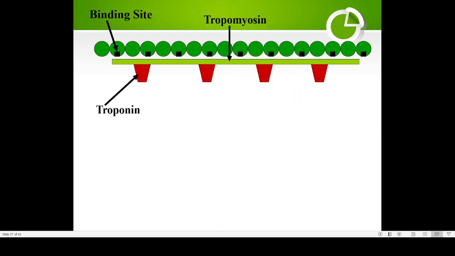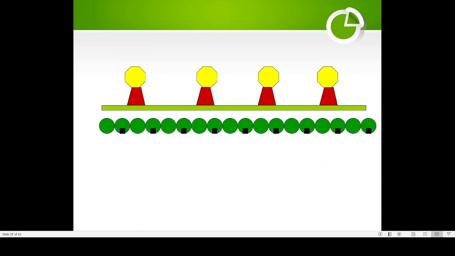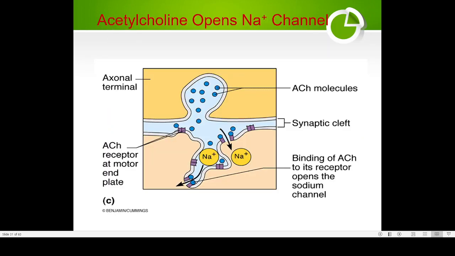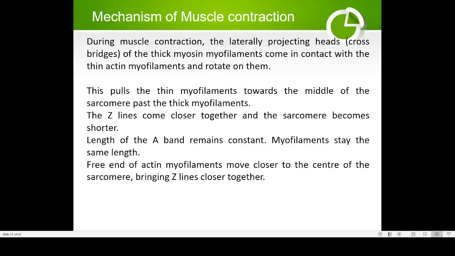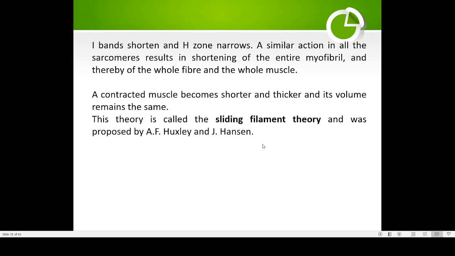So this is how the whole process will be going on, and this is known by the name the sliding filament theory. And sliding filament theory is actually helped by the release of ATP molecule. So here you can again see that what we have just now seen is the head of the myosin. This theory was put forward by two scientists known by the name Huxley and Hansen.